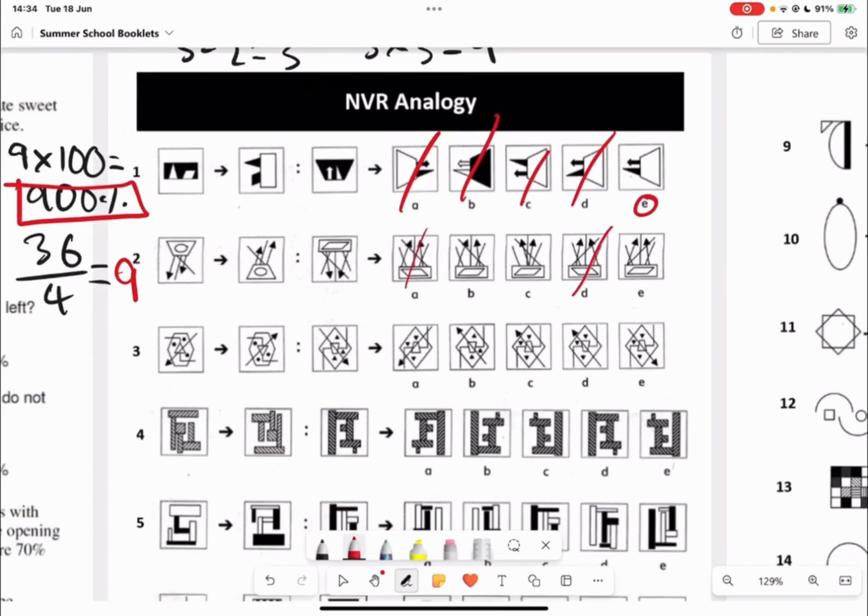Then we're looking at the direction of the line. So the line is not correct in E, but then in C it is also not because the arrows are coming from the center point. They should be coming from their own 2 points. So we can rule out C and say our answer is B.